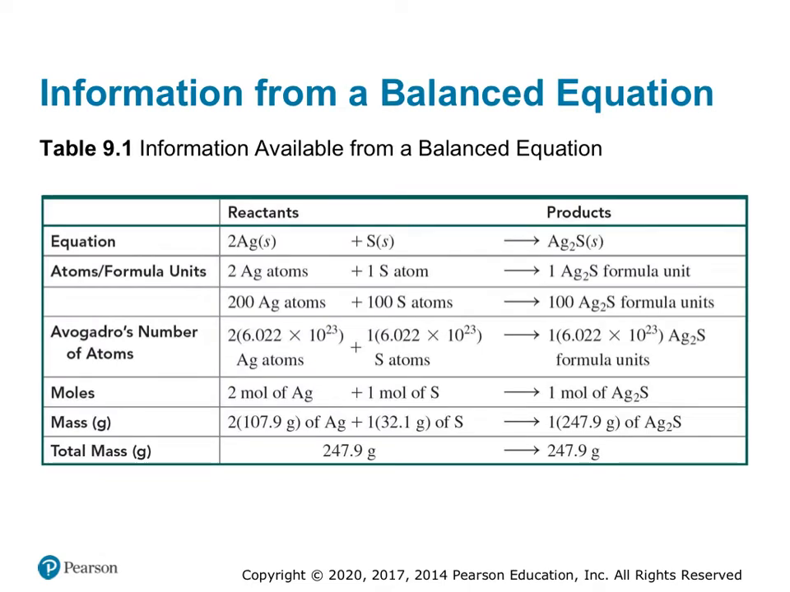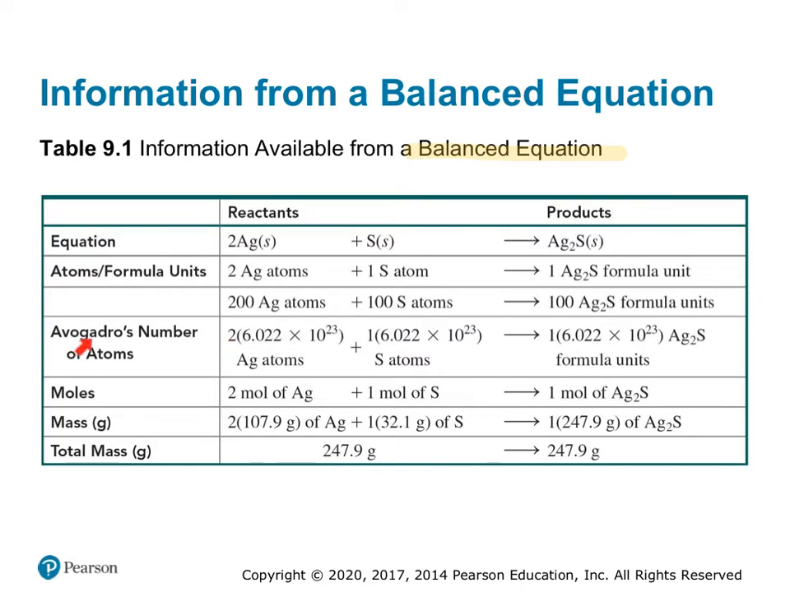So in the chemical reaction, mass of the reactants is the same as the mass of the product. So in a balanced equation, we can really get a lot of information. In addition to getting formulas of reactants and products, we get the coefficients from the balanced equation, which tell us the number of atoms on both sides, and that multiplies up. If I had 2 silver atoms and 1 sulfur atom, and I had 200 silver atoms, I would need 100 sulfur atoms. So that ramps up.